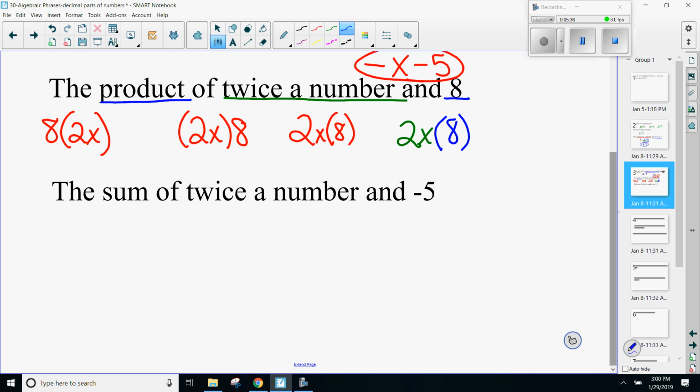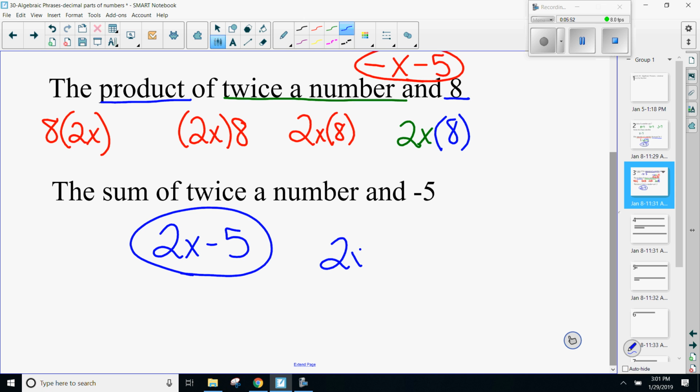Answer the next one. The sum of twice a number and negative 5. 2x minus 5. Even though it says sum and you think of adding, you could show it as 2x plus, but your negative 5 better be in parentheses. When you simplify, this is the preferred way to show it. It doesn't say difference, but it says the sum, and that 5 happens to be negative.